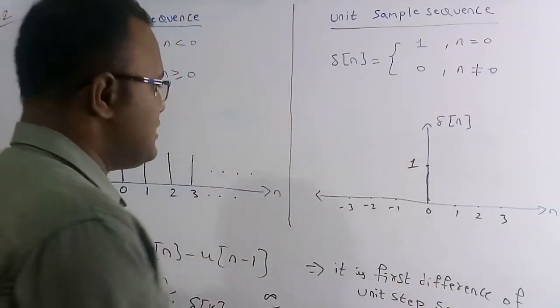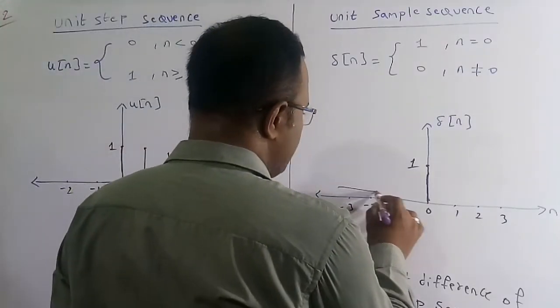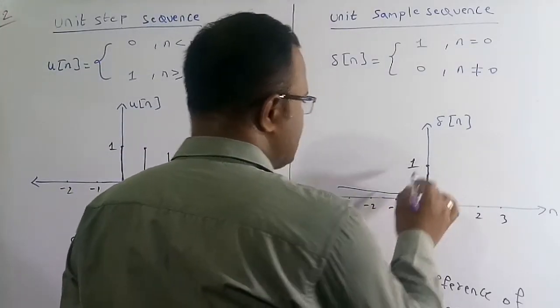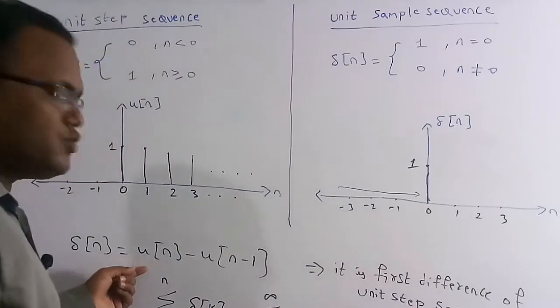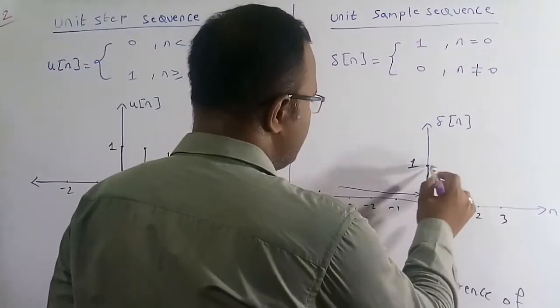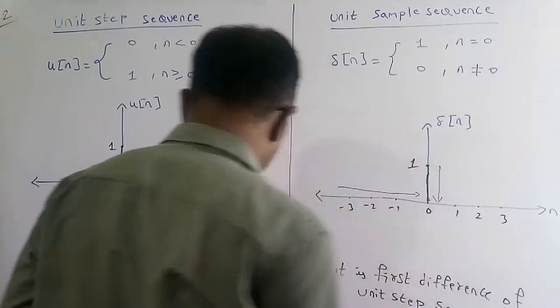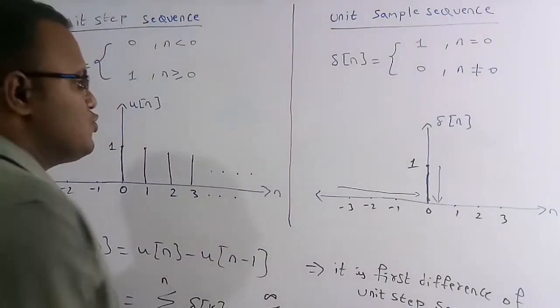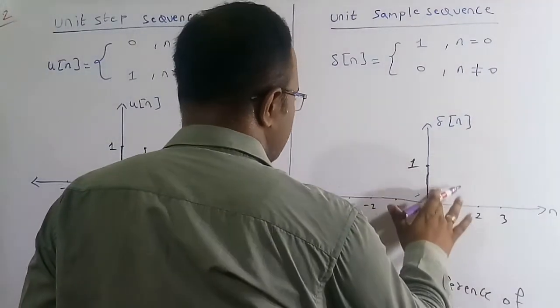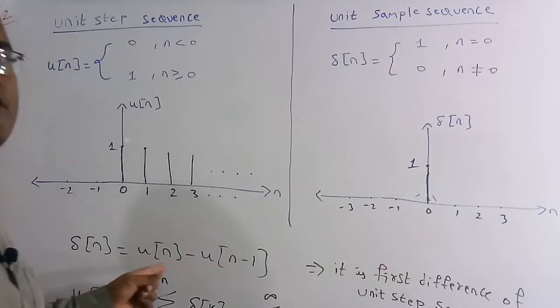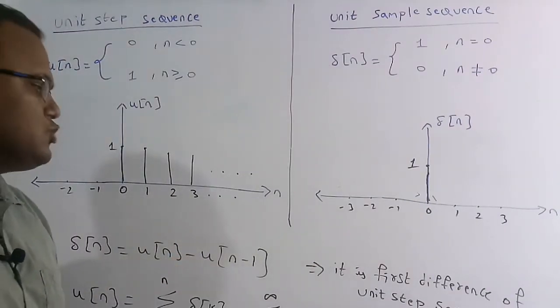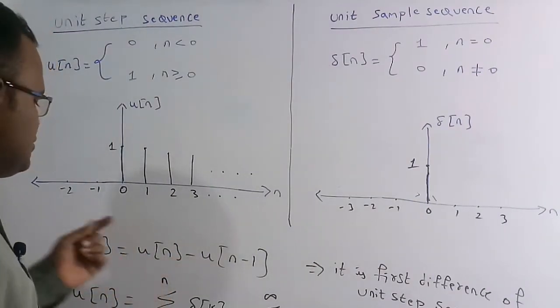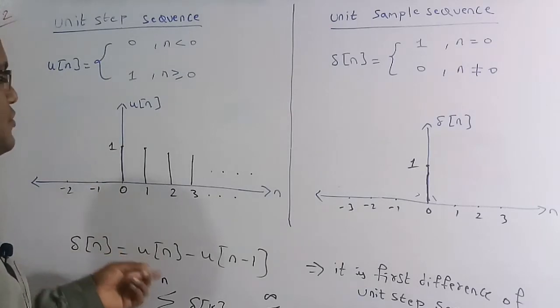It simply is nothing but, if you come here, up to here there is 0. So now you have to rise by 1, therefore plus u of n, and then after coming here you have to decrease by 1, therefore minus u of n minus 1. So this is also an easy way. So you are going to get delta of n is equal to u of n minus u of n minus 1. This is the expression of the unit sample sequence in terms of the unit step sequence.